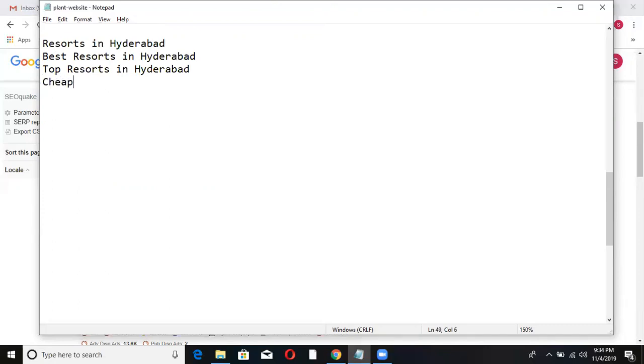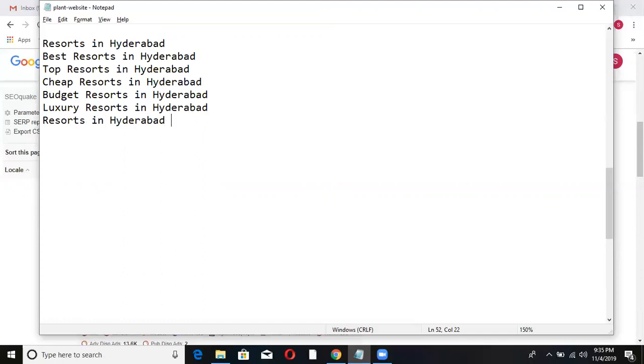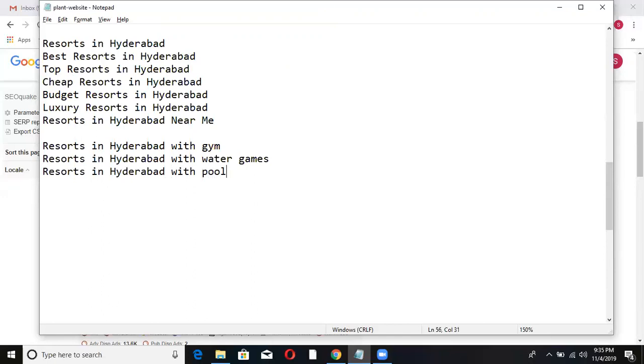Some people type maybe cheap resorts in Hyderabad. And if they know good English, they say budget resorts in Hyderabad. Some people type luxury resorts in Hyderabad. Some people type resorts in Hyderabad near me. These are one kind of people. And some other kind of people search resorts in Hyderabad with amenities, with gym, with water games, with pool, with spa.